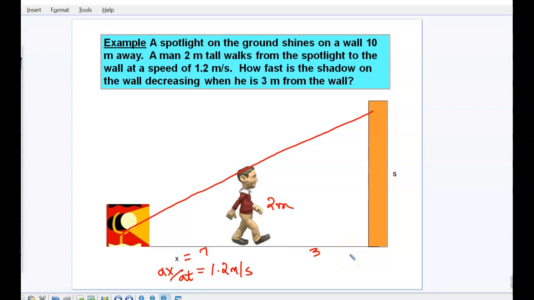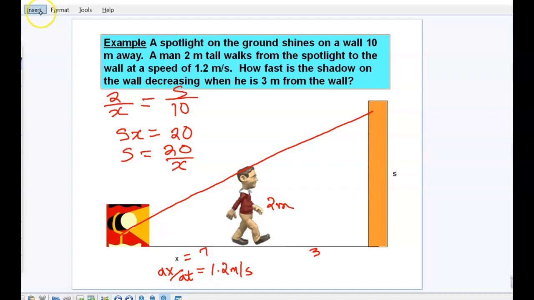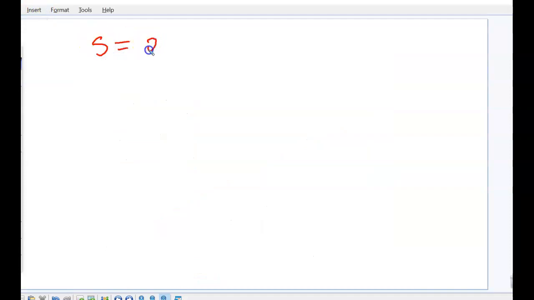Now we have to set up another ratio. We're going to go 2 over x, because that's the distance between the light and the man, equal to the shadow s, all divided by 10. If I cross multiply, I get sx equals 20. If I divide both sides by x, I get s equals 20 over x. Therefore, I'm going to rewrite that in a derivative-friendly form: s is going to be 20x to the minus 1. Now I can take the derivative with respect to time.